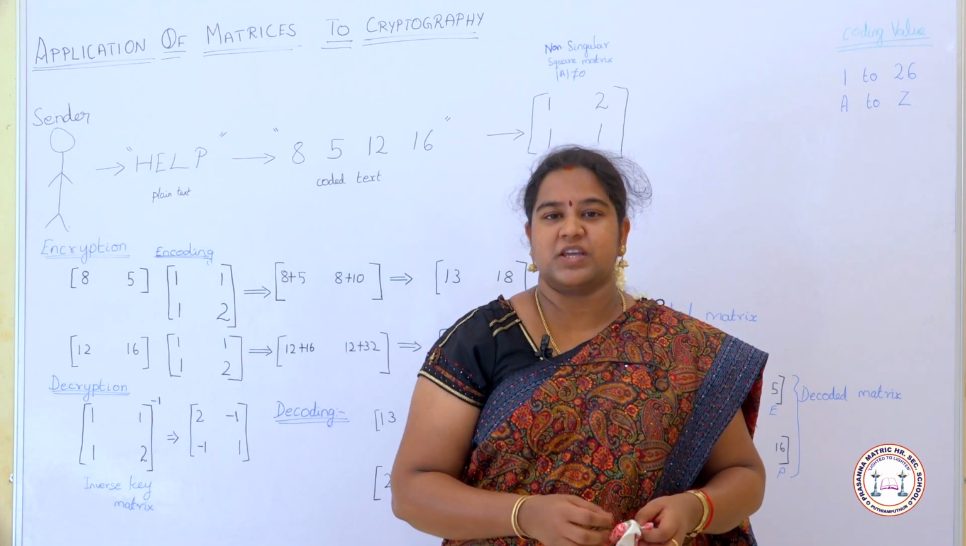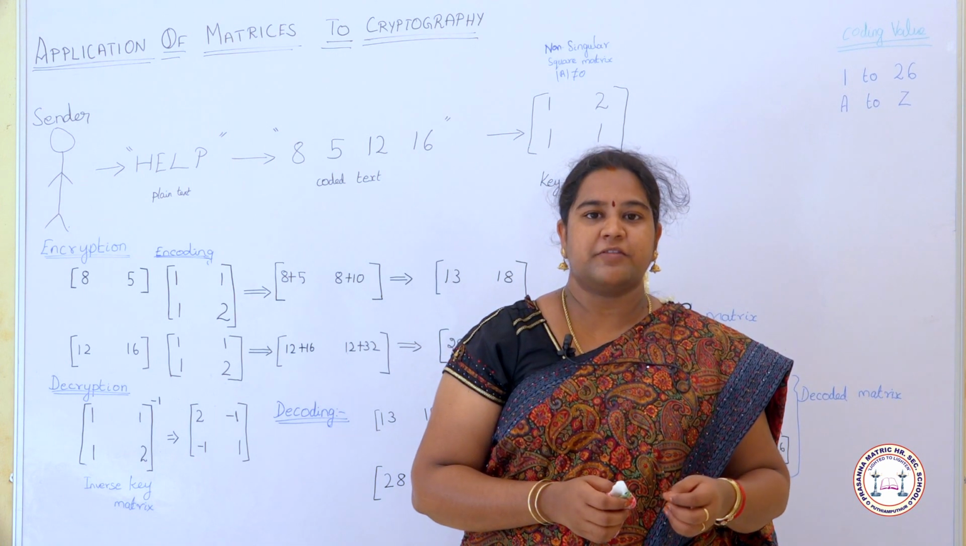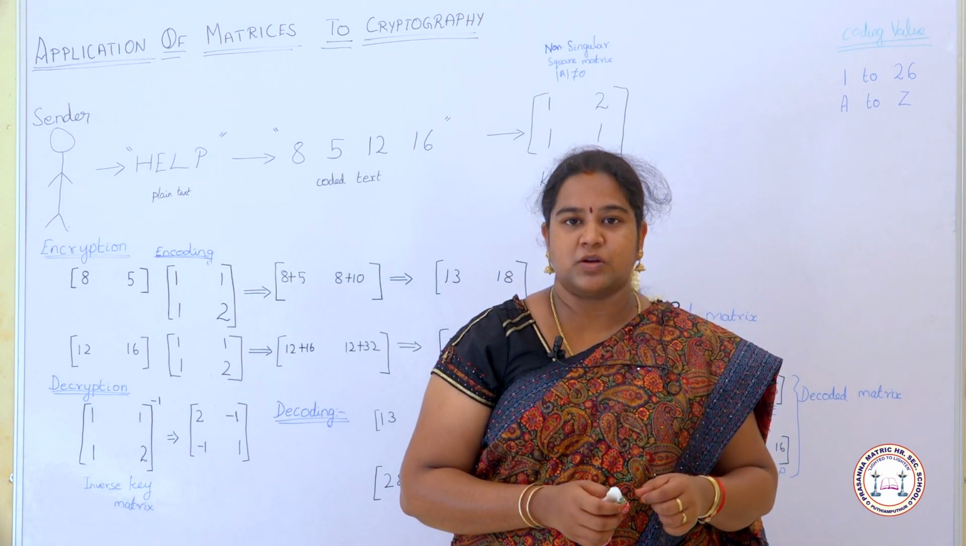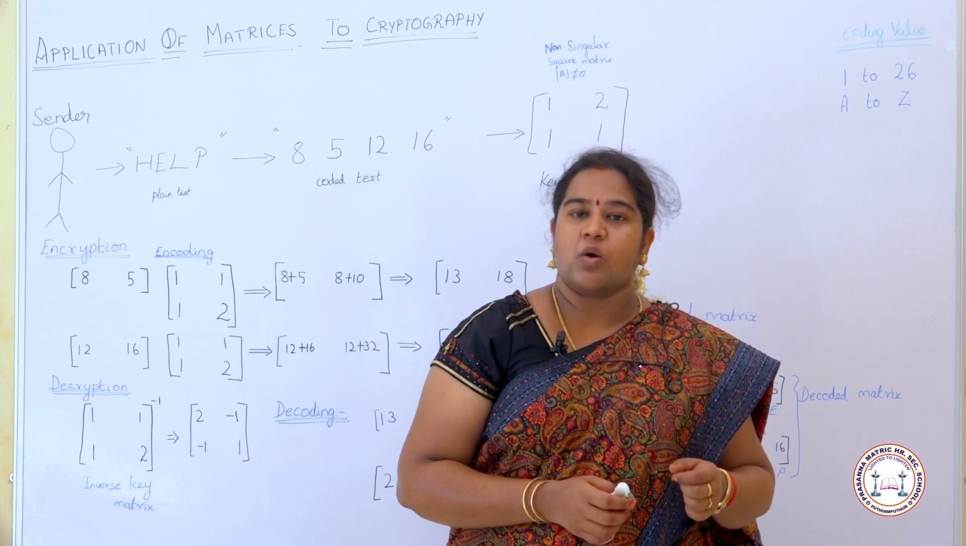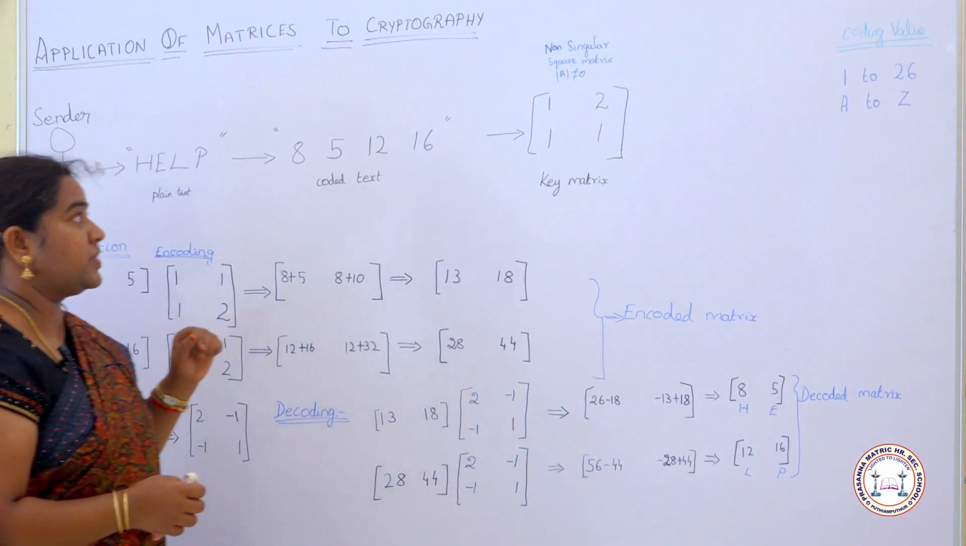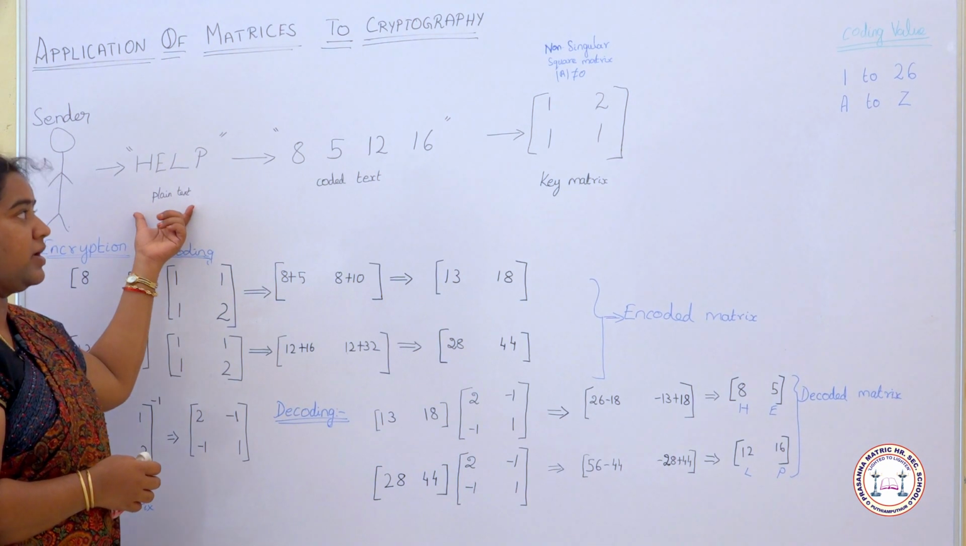Today we are going to see a very simple and interesting topic called cryptography. Cryptography is a communication between two people by keeping the information not known to others. Now let us see the application of matrix to cryptography. Suppose a sender wants to send a message, for example, help.